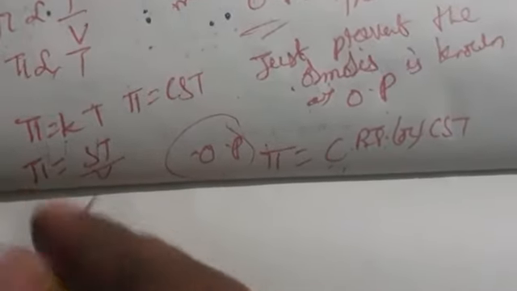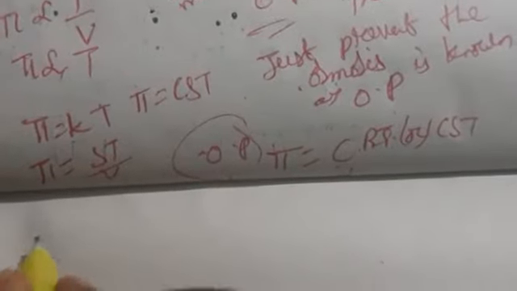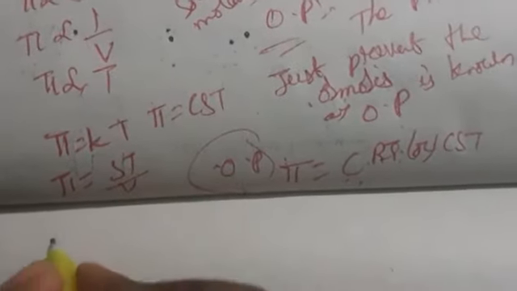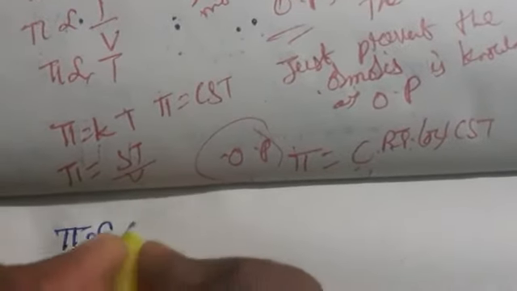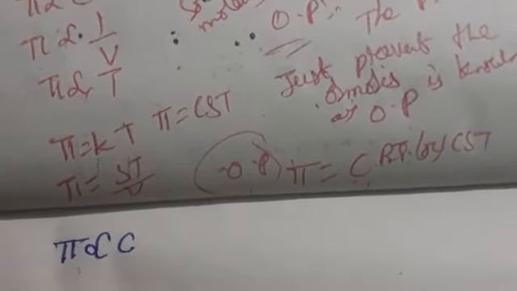Generally, according to the Van 't Hoff equation, or Van 't Hoff law, in dilute solutions all laws are equal. That is known as the Van 't Hoff law. According to Van 't Hoff law, pi is directly proportional to C, where C is concentration, but volume is directly proportional to 1 by C. So C is inversely proportional to V, and in the place of C, we can write that pi is inversely proportional to V.